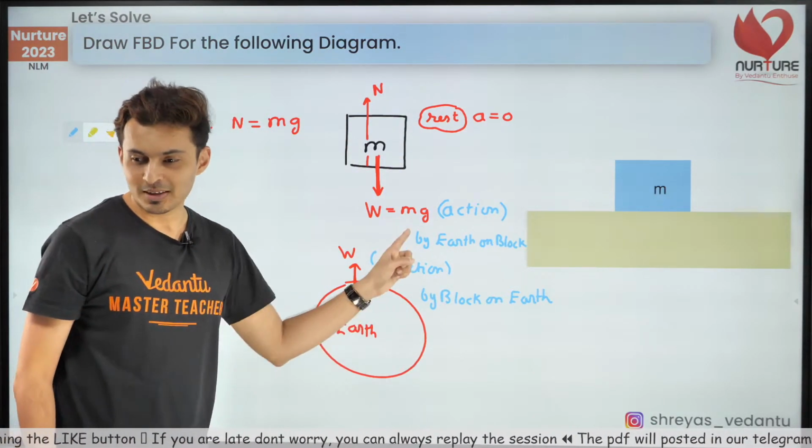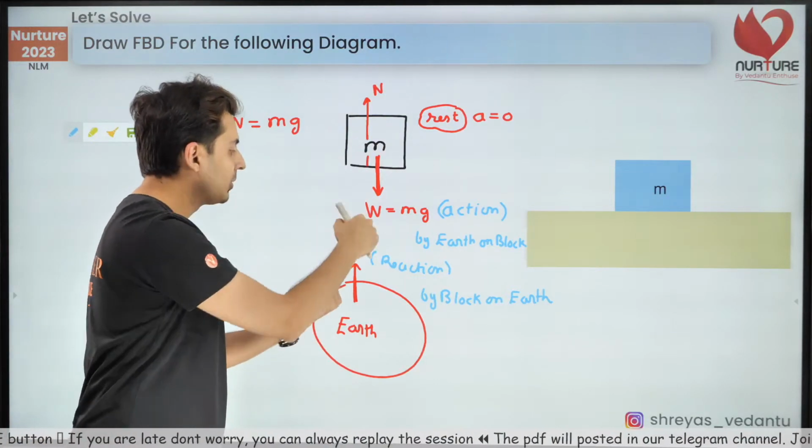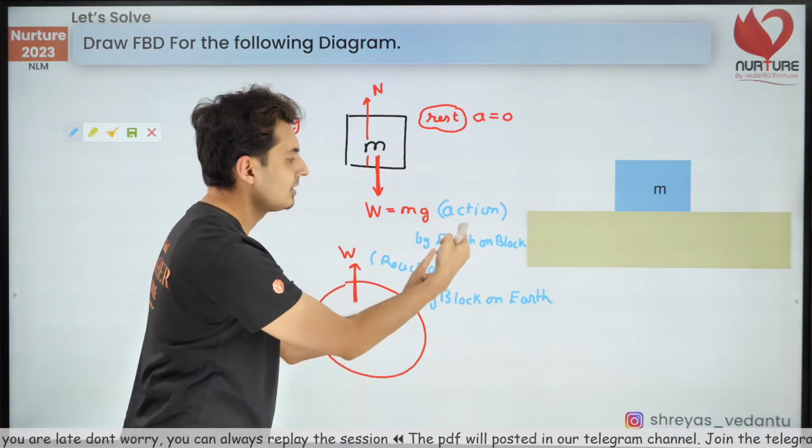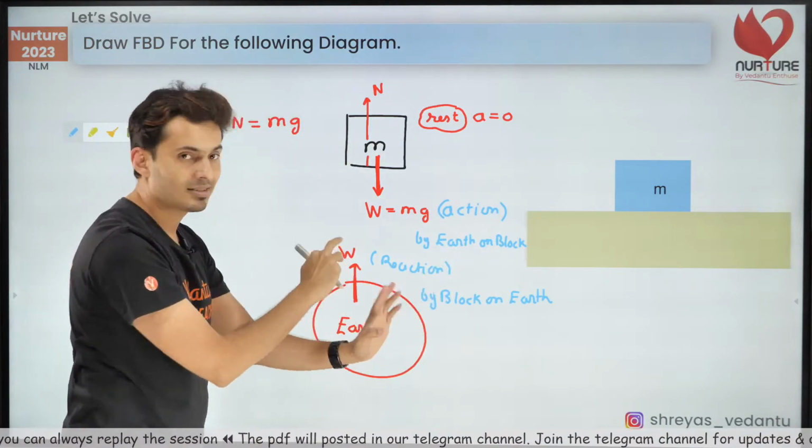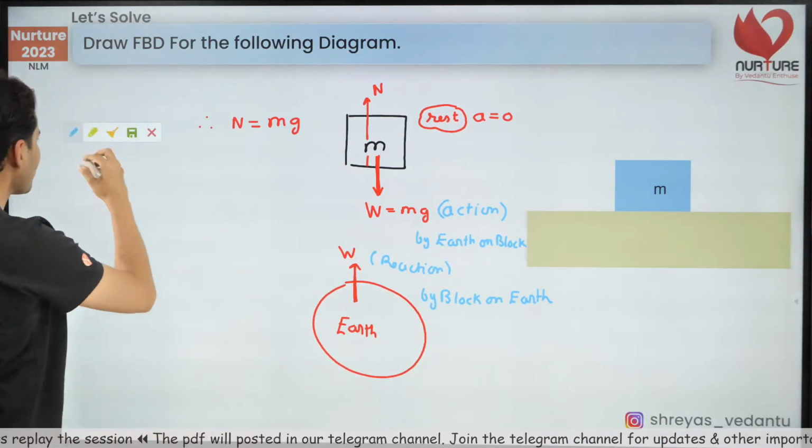Is that clear? So this should be equal, opposite. So just change the words. By earth on block, so by block on earth. Just change the words, that's it, you will get the answer.